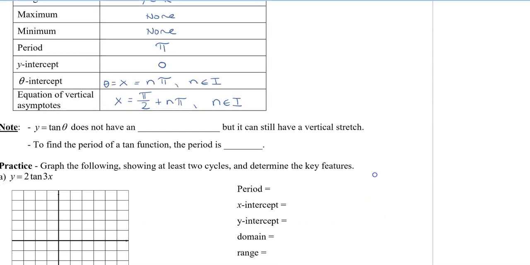So note, y equals tan theta does not have an amplitude, but it can still have a vertical stretch. So the second thing is to find the period of a tan function. Notice that the original period is pi, so now when we stretch it, the period is now going to be pi divided by b. So unlike sine and cosine, where it's 2 pi divided by b, the period for tan is pi divided by b.